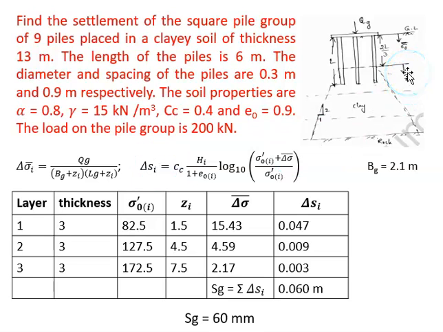So here 2/3 L. L value, the length of the piles, is given as 6 meter. So 2/3 L will be 4 meter. So this is 4 meter thickness. So remaining will be 2 meter. And since the thickness of clay soil is 13 meter, this is 4 meter. So remaining is 9 meter.